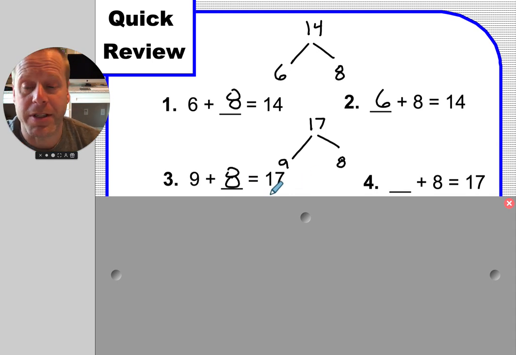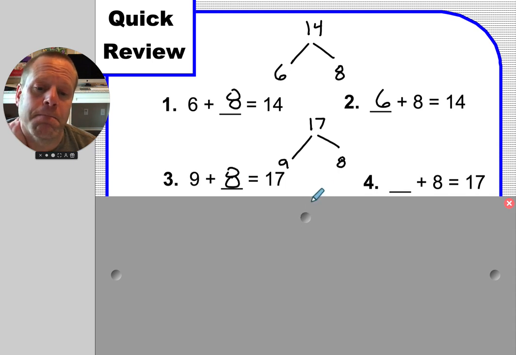You can try other somethings, but they'll be a little bit too big or a little bit too small, and you'll land eventually on that 8. Then you can use that same related fact. What plus 8 equals 17? It's got to be 9.